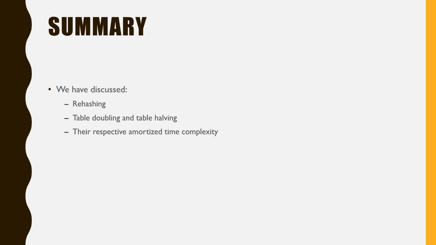In summary, we have discussed the general idea of dynamic hash table. We have discussed the need for rehashing, and we have discussed strategies for table doubling and halving. Finally, we analyzed the amortized time complexity for insertion and deletion with the consideration of table doubling and halving. In the next video, we will discuss the implementation of hash table with separate chaining.